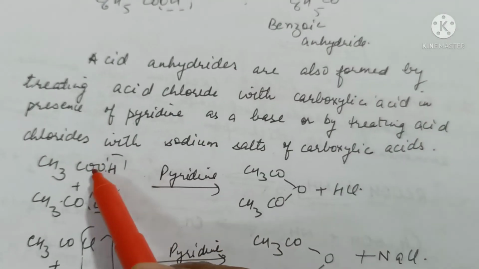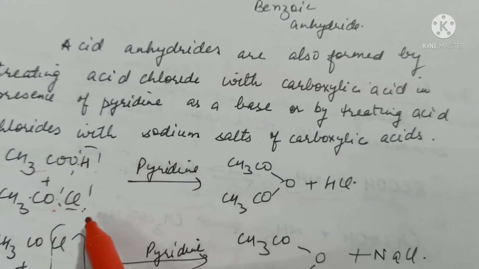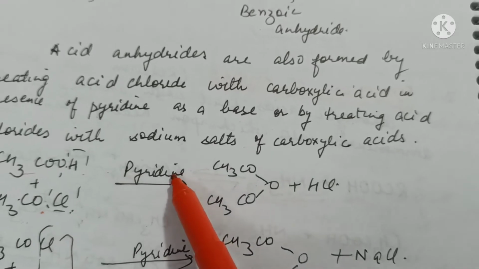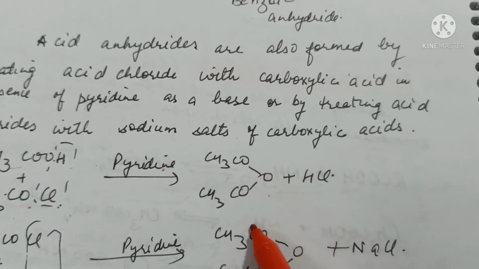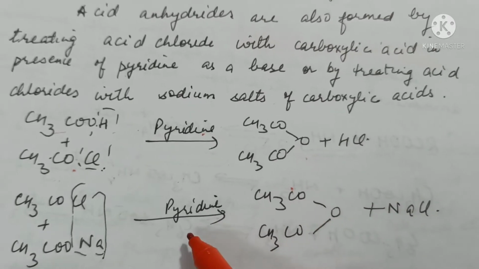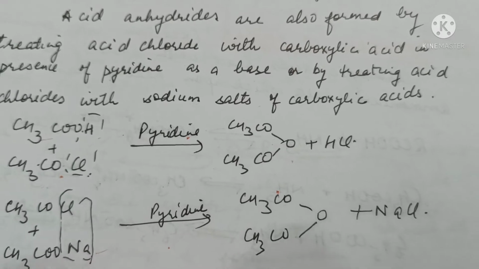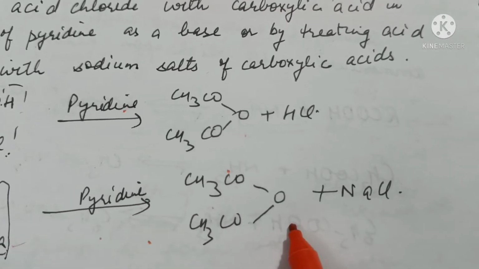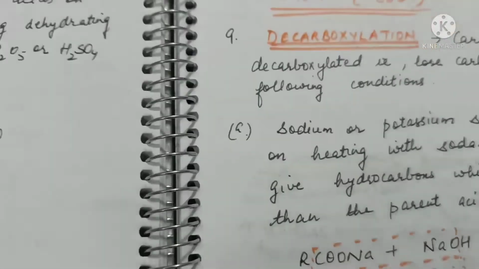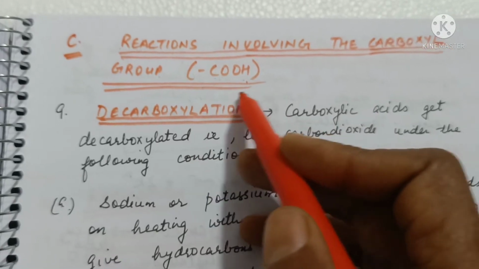Acid anhydride can also be formed by reaction between acetic acid and acetyl chloride in presence of pyridine. So HCl is formed and acid anhydride is formed. We can also react acid chloride with sodium salt of acetic acid in the presence of pyridine to form acid anhydride. Third category is reactions involving the carboxyl group as a whole.